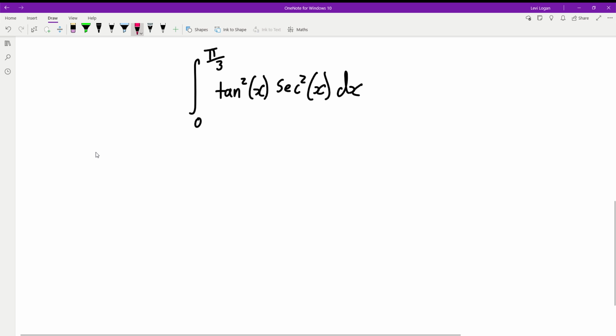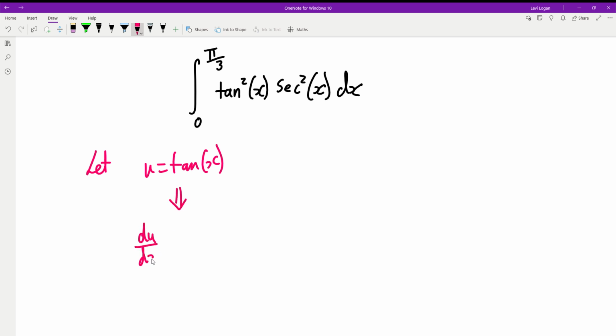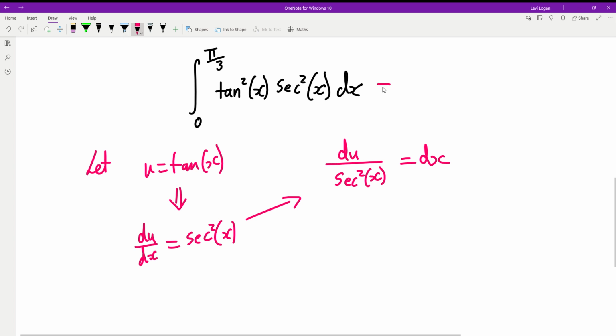So for a u substitution, we're going to let u equal tan x. The reason why is because if we differentiate that to find our du dx, that's going to turn to sec squared x. So if I rearrange that, I'm going to have du on sec squared x is equal to dx. So when I make the substitution, I've got to change the bounds as well.